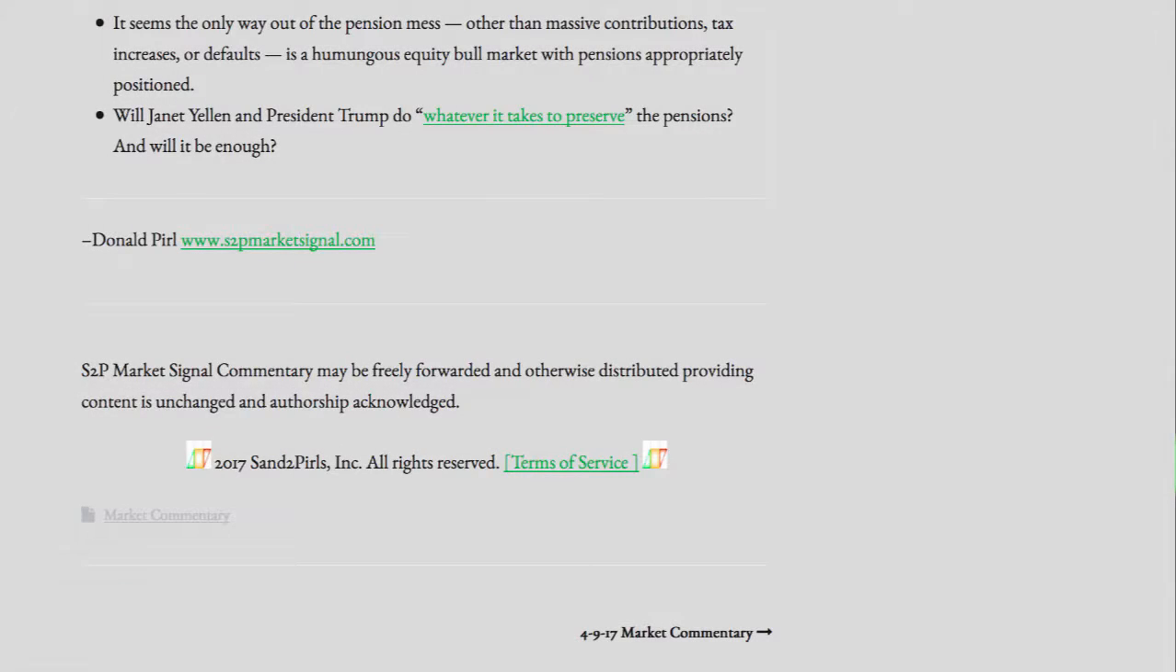It seems the only way out of the pension mess, other than massive contributions, tax increases, or defaults, is a humongous equity bull market with pensions appropriately positioned. Will Janet Yellen and President Trump do, quote, whatever it takes to preserve, end quote, the pensions? And will it be enough?